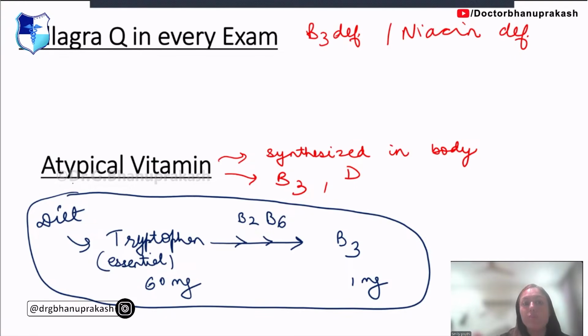So if B2 or B6 is deficient, can I say that B3 deficiency will occur or pellagra will occur? Okay. So this you need to learn. 60 milligram tryptophan makes 1 milligram niacin, right?